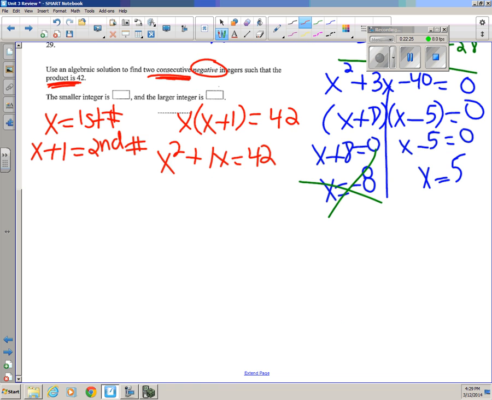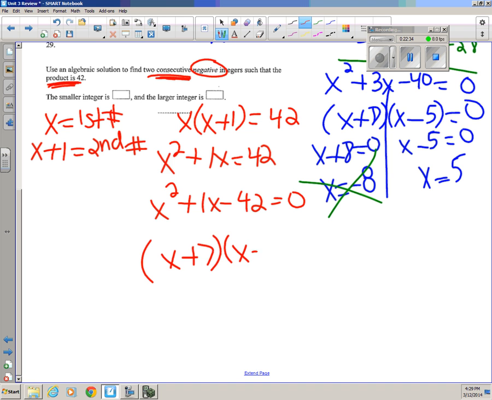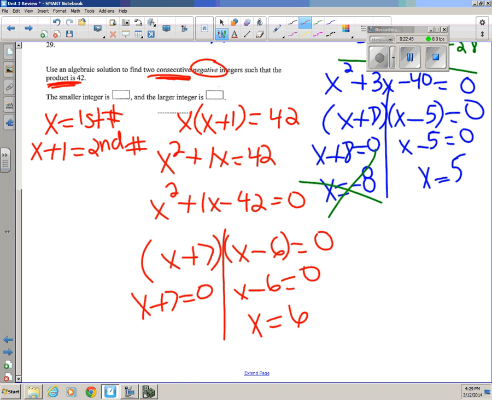It's a quadratic. Set this thing equal to 0. X squared plus 1x minus 42. What's going to multiply to negative 42 but add to positive 1? X plus 7, x minus 6. Drop your wall. When I set the two factors equal to 0 and solve, I get a positive 6 and a negative 7. It wants the negative integers. Well, that means the first integer was negative 7. When I add 1 to that for the next consecutive integer, I get negative 6. And yes, negative 7 is smaller than negative 6.